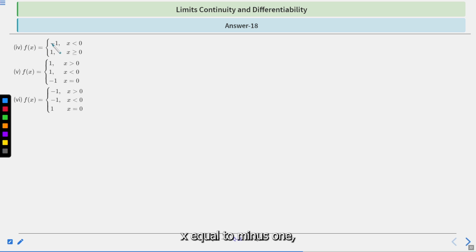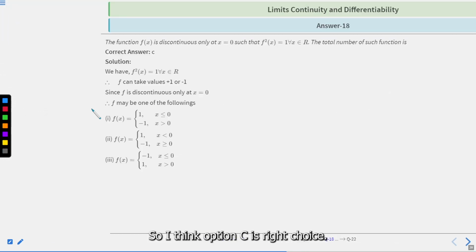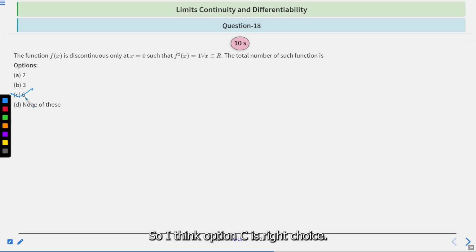Case 4: f(x) = −1 when x < 0 and 1 when x ≥ 0. Case 5: f(x) = 1 when x > 0 and when x < 0, and −1 when x = 0. Clear? And case 6: f(x) = −1 when x > 0, −1 when x < 0, and 1 when x = 0. Clear? So I think option C is the right choice. 6 cases, right?